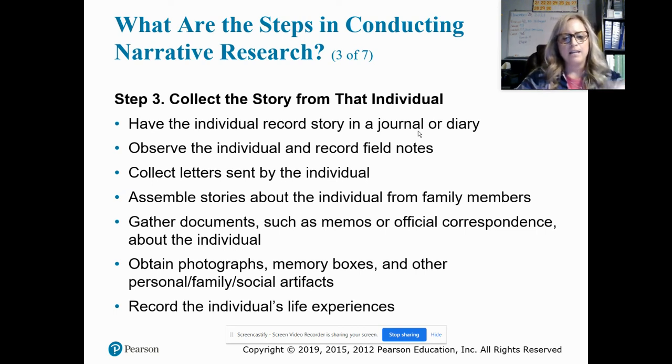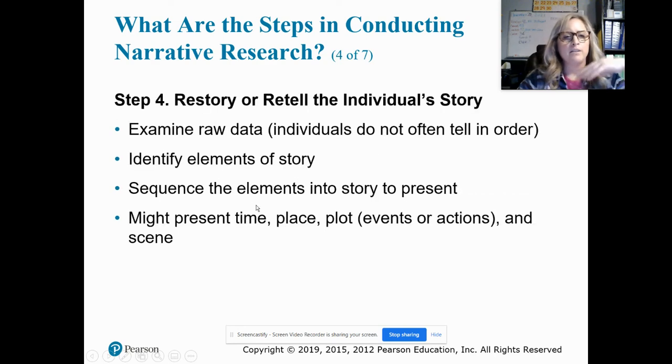It's not just a sit down, let's have a conversation. There are a lot of neat ways that you can go about this, and you choose what's best for you with your research. It gives you that freedom to be able to do so.